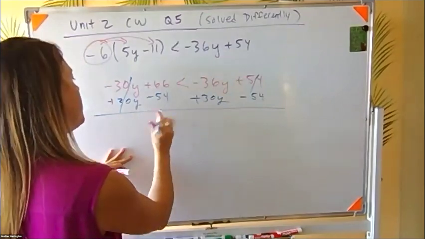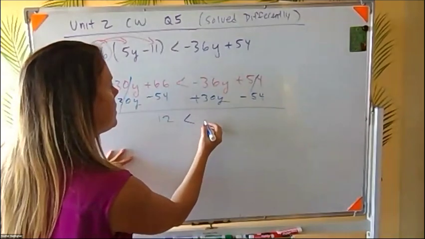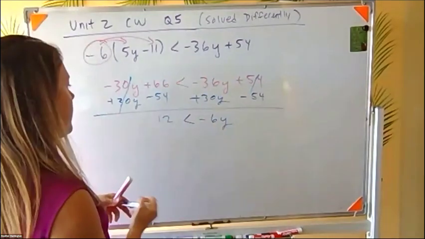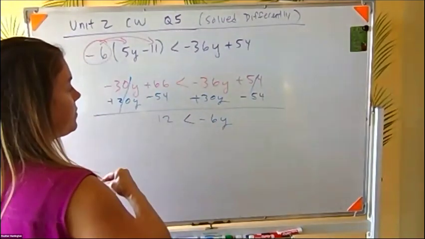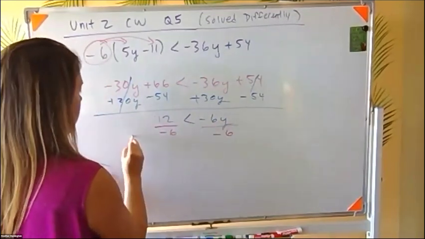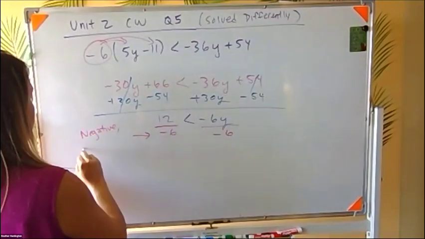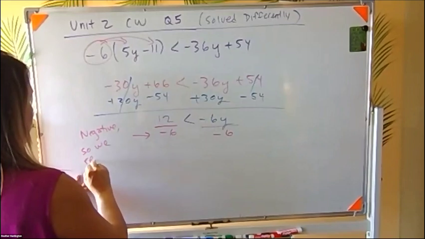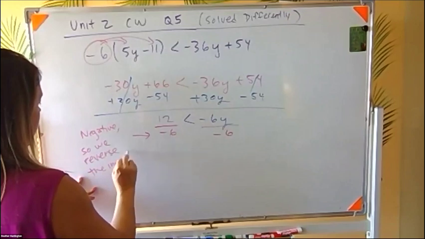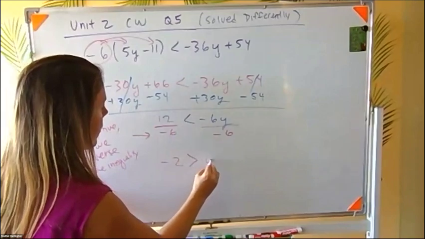All right, so now we've got positive 12, and then this one is negative 6y. Okay, so now we are going to be dividing by a negative 6. This is negative, so we flip it. And we get negative 2 is greater than y.